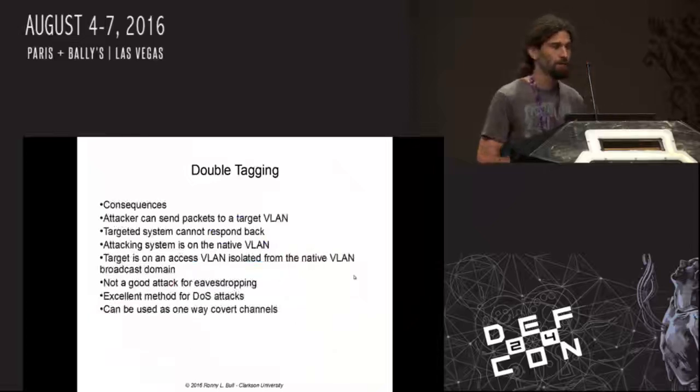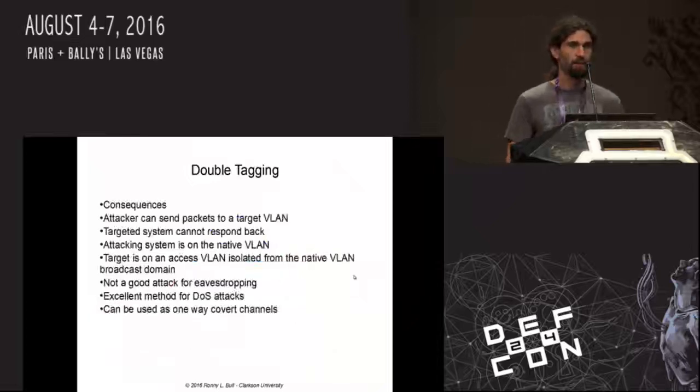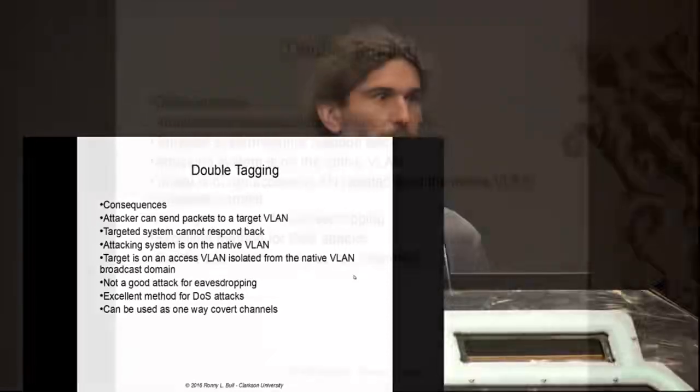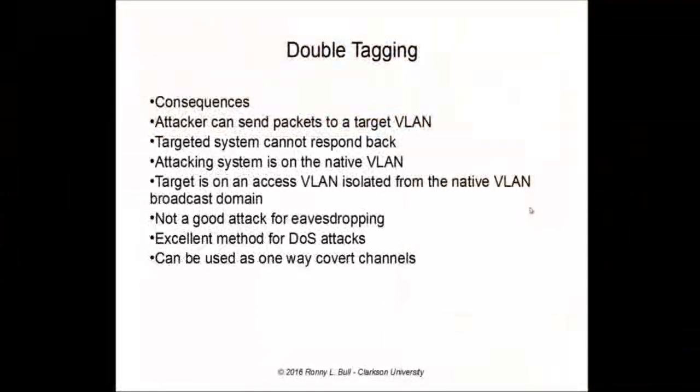Okay, so the consequences. An attacker can send packets to any targeted VLAN as long as it's supported over that trunk connection, and as long as they have access to that native VLAN. The target on the access is isolated, and it's in a native VLAN broadcast domain. This is not a good attack for eavesdropping, because basically it's a one-way attack. So you're sending a frame to another VLAN, you're not getting anything back to you. So it's good for DOS attacks, it's good for maybe a one-way covert channel to another system on another network, but that's about it.